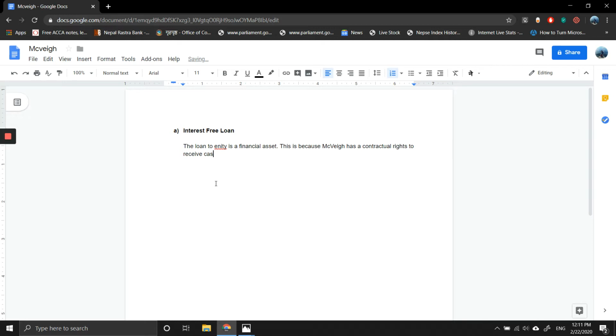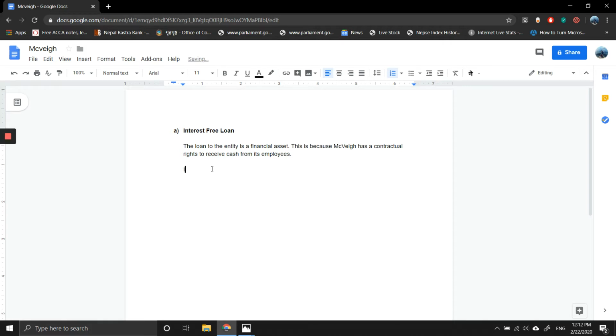If they had a contractual obligation to pay cash or transfer another financial asset, then it would be a liability. Whereas in the case of equity, there is no contractual obligation to deliver anything. Here, McVeigh has a contractual right to receive cash from its employees, so that's why it's a financial asset.